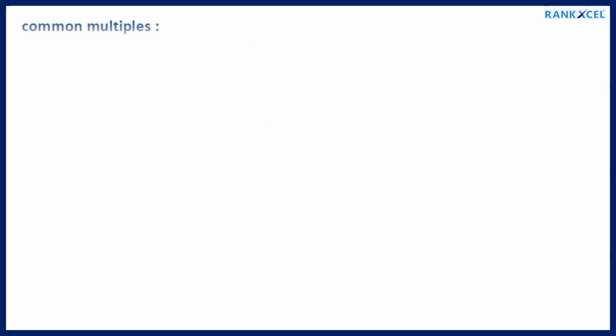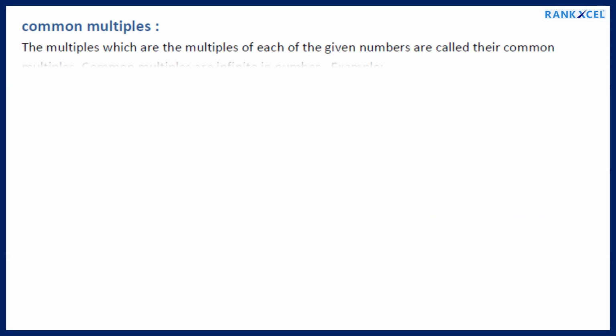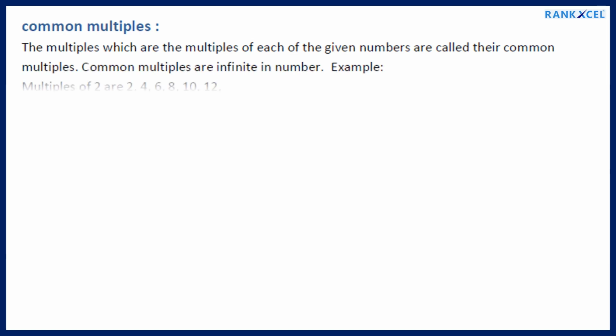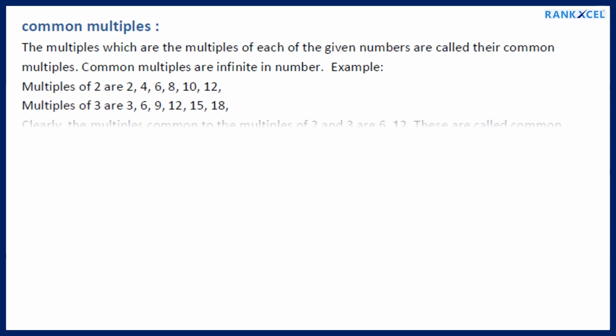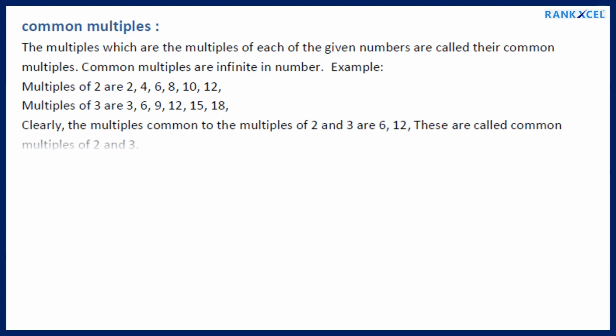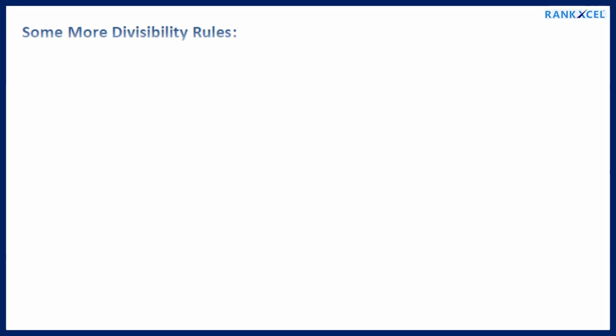Common multiples. The multiples which are the multiples of each of the given numbers are called their common multiples. Common multiples are infinite in number. Example. Multiples of 2 are 2, 4, 6, 8, 10, 12. Multiples of 3 are 3, 6, 9, 12, 15, 18. Clearly, the multiples common to the multiples of 2 and 3 are 6, 12. These are called common multiples of 2 and 3.